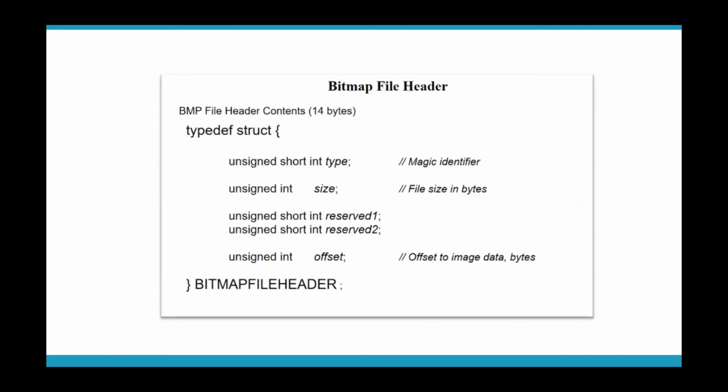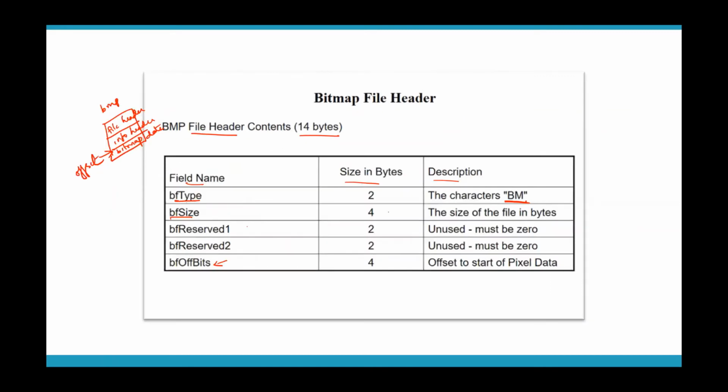Ma'am, I have a doubt. Yes. In the previous one, ma'am, if BF reserved 1 and BF reserved 2 are always 0, it must be 0, then why is it required there? See, it might be used by some other protocols or devices during transmission or something like that. I have not researched it in detail, but I'll find it out and let you know.